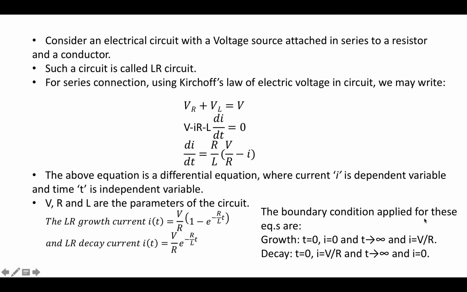The boundary conditions applied for these equations are, for growth, at t equal to 0, the current is 0 because it is starting, and when t becomes infinity, it attains the maximum value I is equal to V by R. Similarly for decay, as it is decaying from a particular value, at t equal to 0, I is V by R, and at infinite time, the current becomes 0 inside the circuit. So these are the boundary conditions for growth and decay.